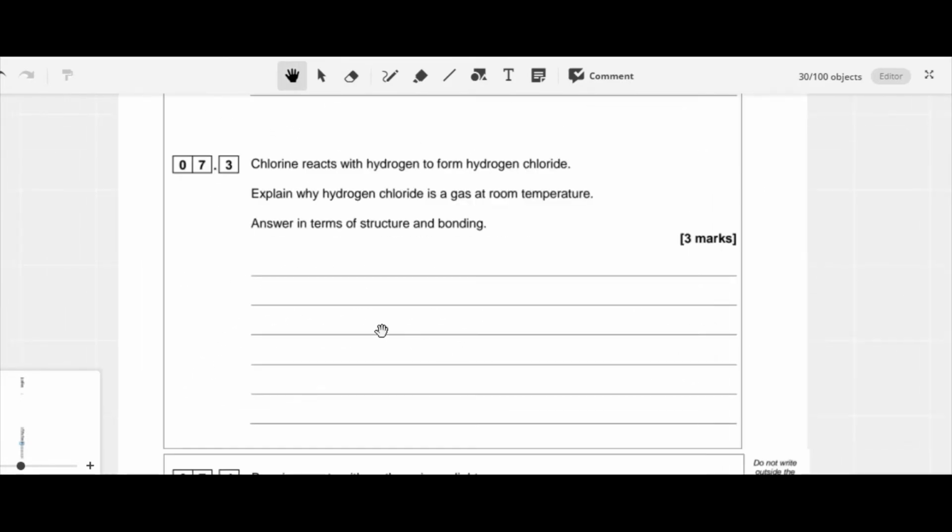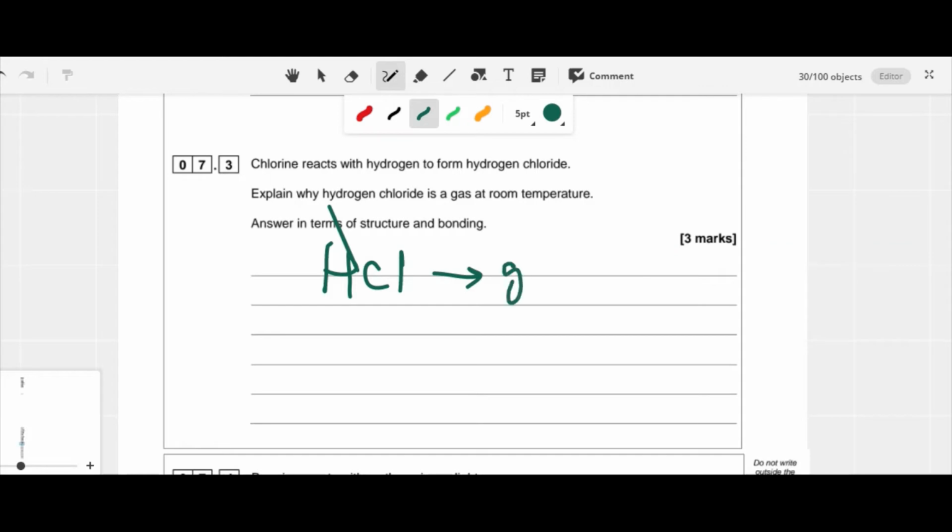Okay, now 7.3. Chlorine reacts with hydrogen to form hydrogen chloride. Explain why hydrogen chloride is a gas at room temperature. Like, why is HCl a gas at room temperature? We have to write.